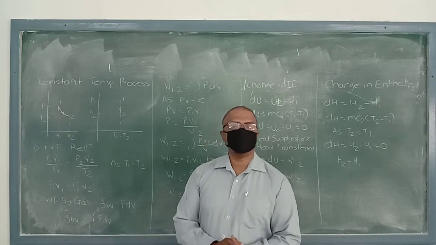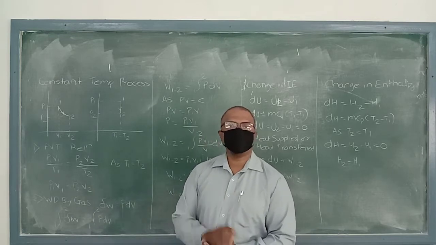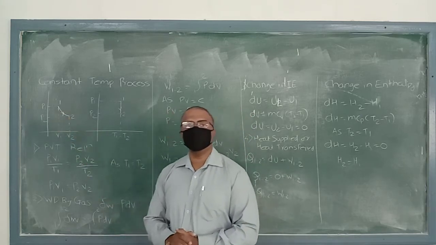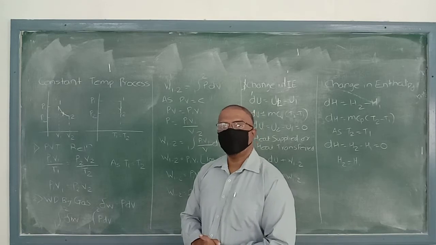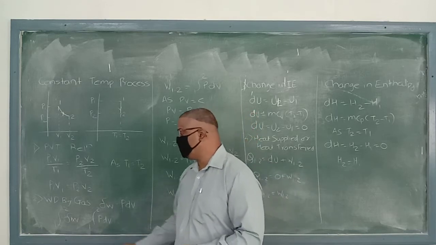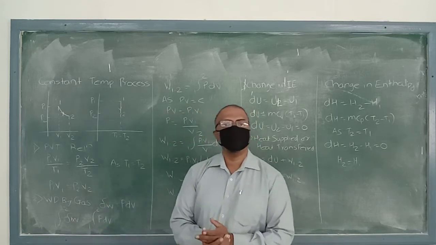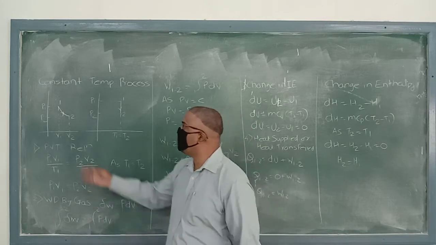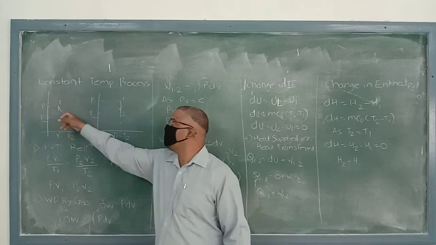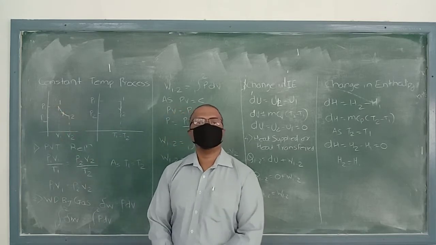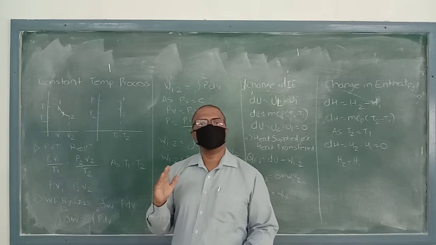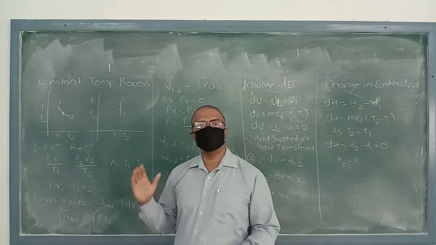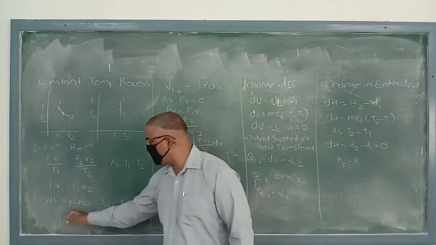Now the next point is to calculate work done. Work done we can calculate from the PV plot. As per the definition of work done, a small amount of work delta W is equal to P into dV. So we have to calculate the total amount of work done during this process. So we are going to integrate the equation delta W is equal to P dV within the limits 1 to 2.